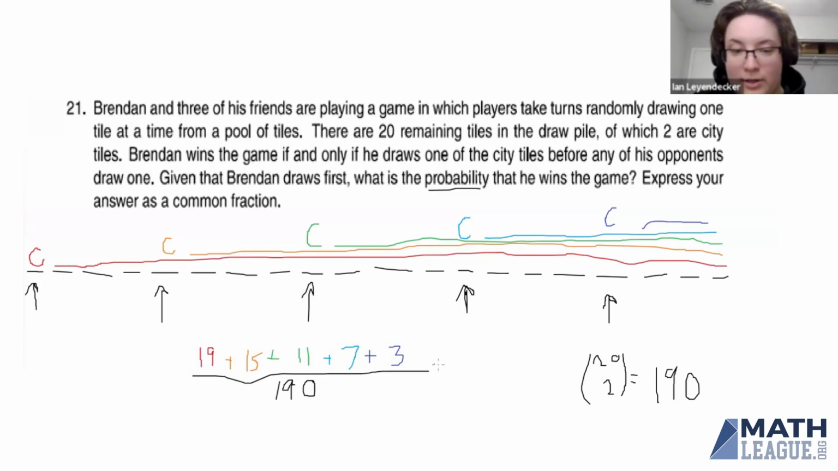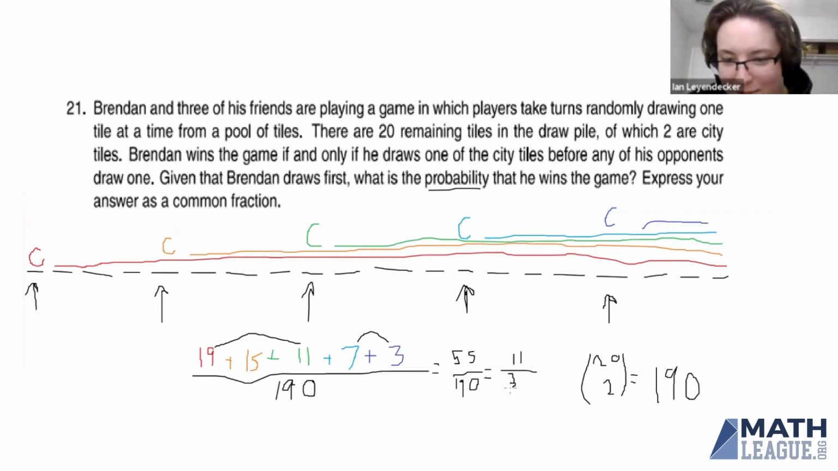So our numerator is going to be 19 plus 15 plus 11 plus 7 plus 3. 7 plus 3, that's 10. 19 plus 11, that's 30. 40 plus 15 is 55, over 190, which simplifies to 11 over 38. Let me rewrite that 38, that was kind of a bad looking 38. It simplifies to 11 over 38, which is our answer.